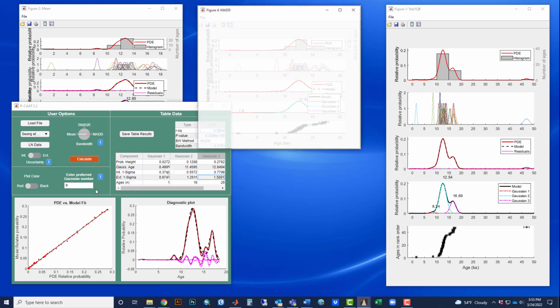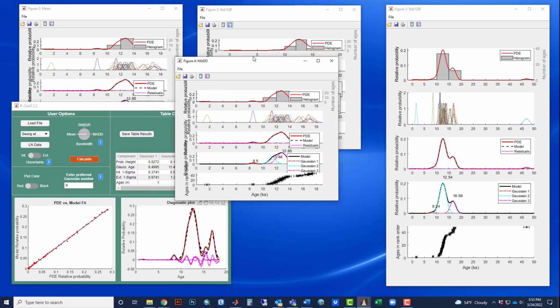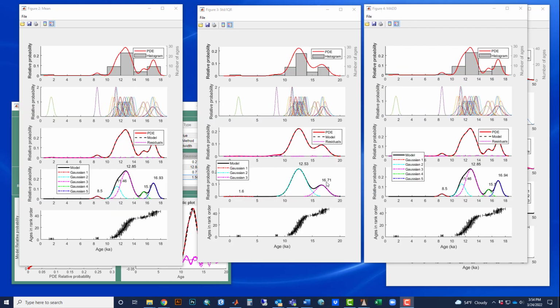MAD. Another pretty good, nice model fit along this one-to-one line. So let's look at these three. So again, since this is a younger landform, we're looking at the highest probability component Gaussian.